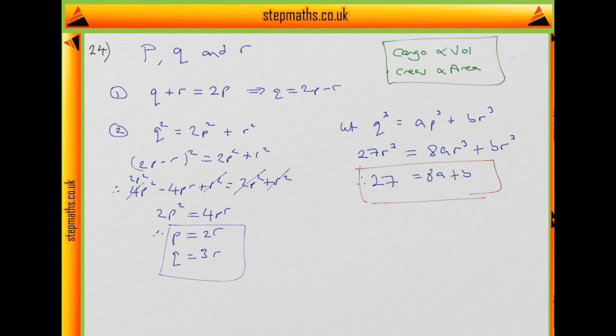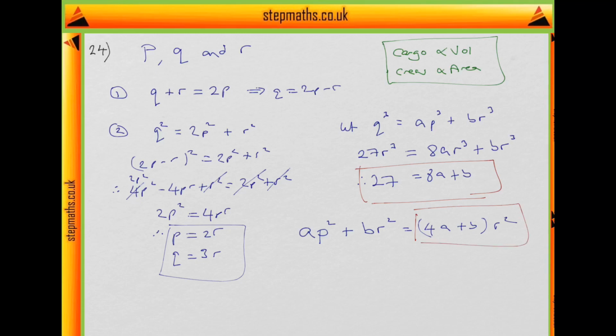Okay, and we were told we want to minimise the number of crew required. You know the number of crew required is proportional to the surface area. So if you want to minimise the required surface area, what is the required surface area? Well, that's going to be the number of pangs times the area, plus the number of rudels times the area, which, again, replacing the P with 2R, gives us 4A plus B, R squared.